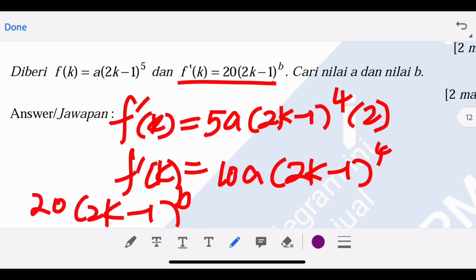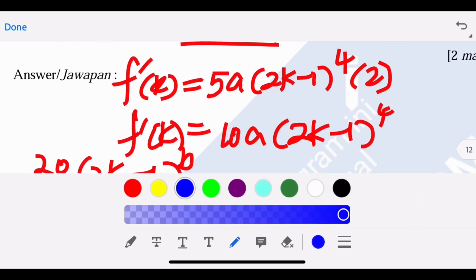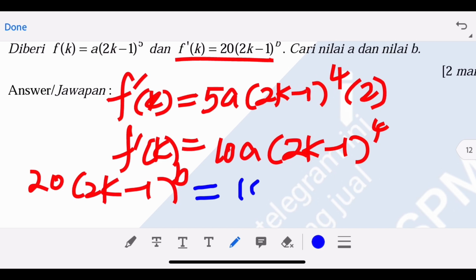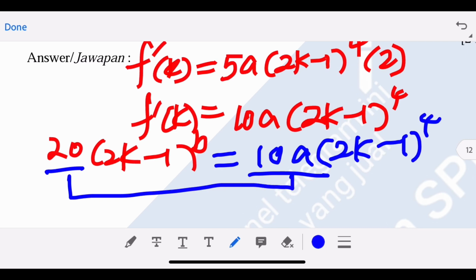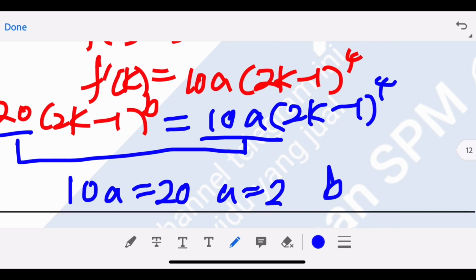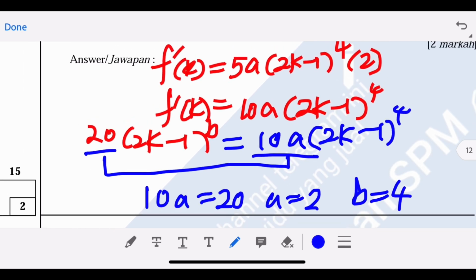And then the power is obviously, you can see the b of p is 4, right? The b is 4, and the 10a equal to 20. Okay, so the power you can compare, and the 10a you can compare with the 20. So the a obviously is 2 because 10a equal to 20, right? So your a is 2, and then you have to do comparison for the b. So b is a power, so b is equivalent to 4, right?